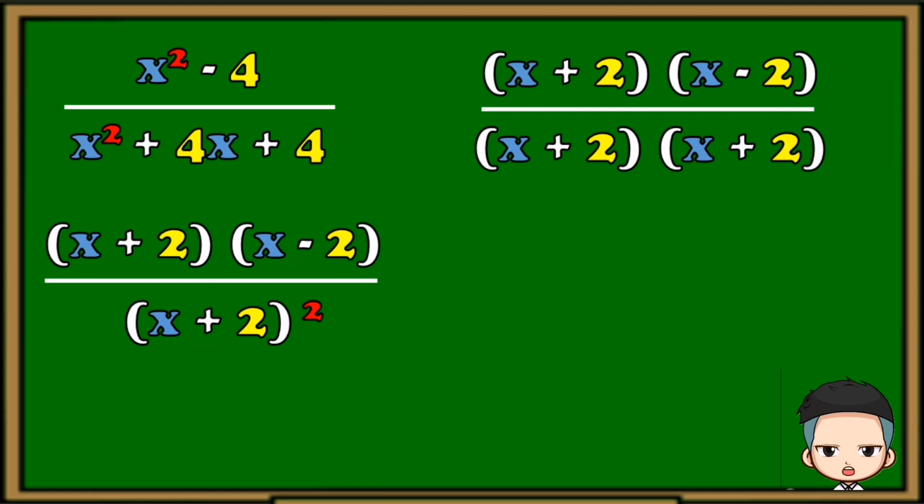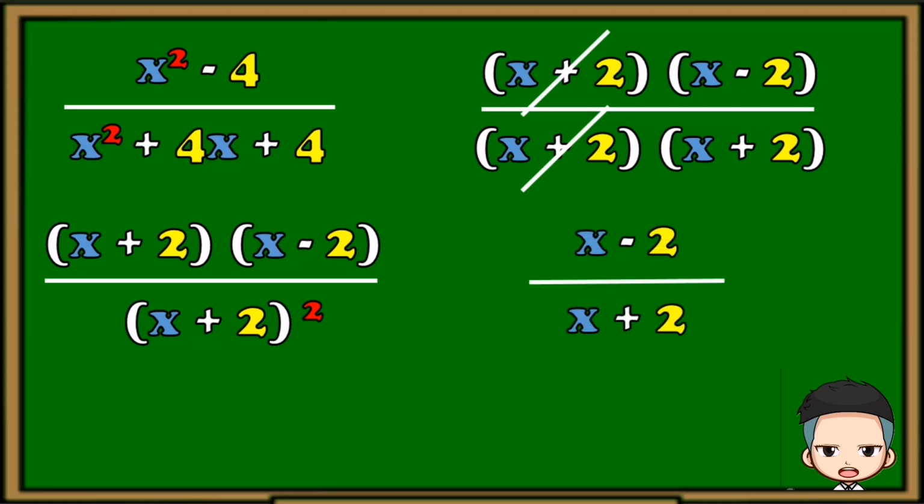Now, since we have a common factor of quantity of x plus 2 on the numerator and on the denominator, we can just cancel them out. Now let's just copy the remaining polynomials. That is x minus 2 all over x plus 2. And that will be our final answer.